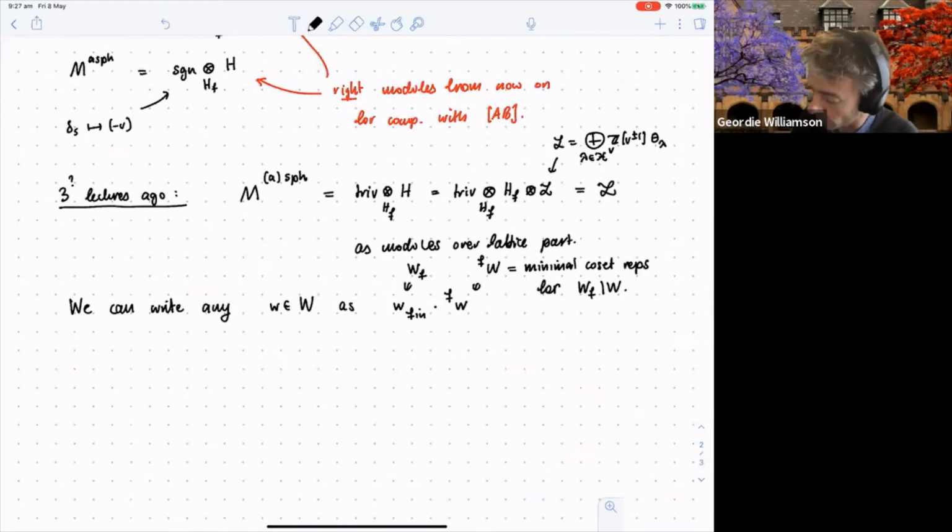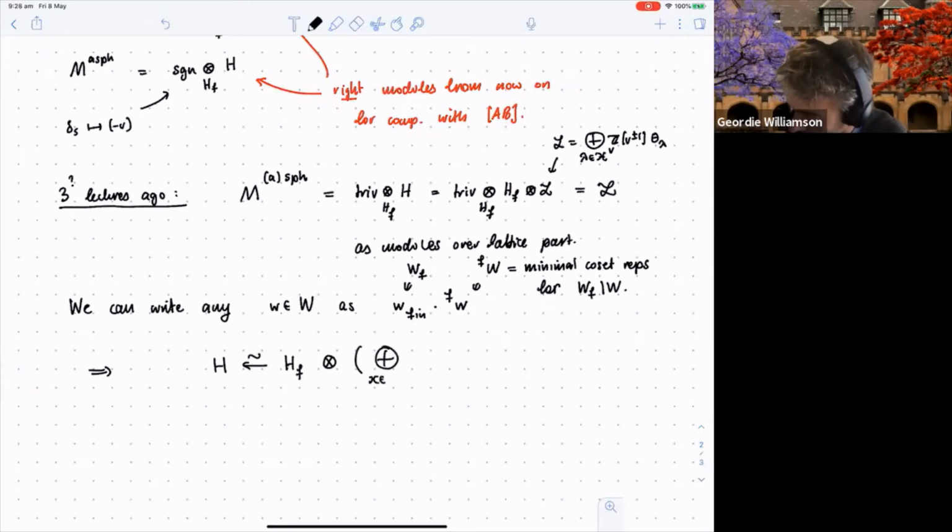Okay, so this tells us that we have an isomorphism. This implies that H is isomorphic to the finite Hecke algebra tensored with a direct sum. So now this is not a subalgebra anymore. Minimal coset representatives. So multiplication gives us such an isomorphism. So this provides us another way of cancelling the H_F as we do up here.